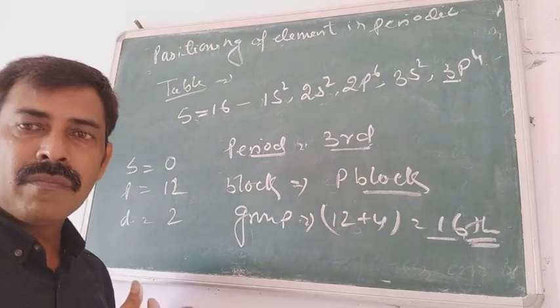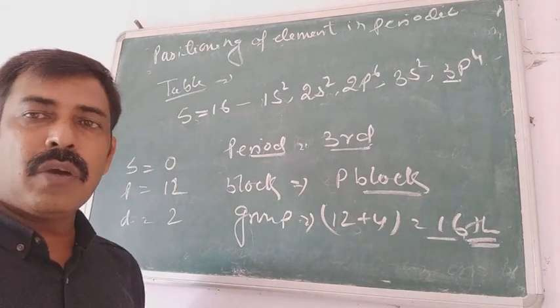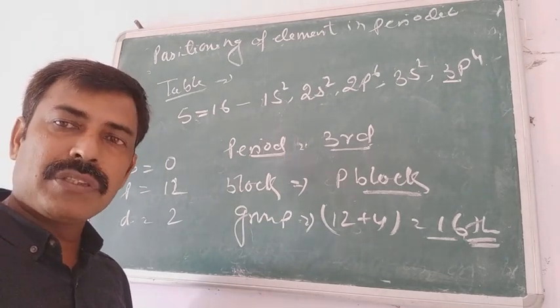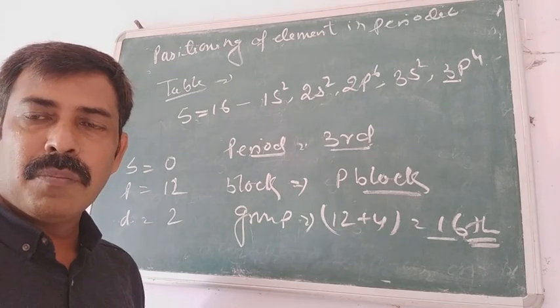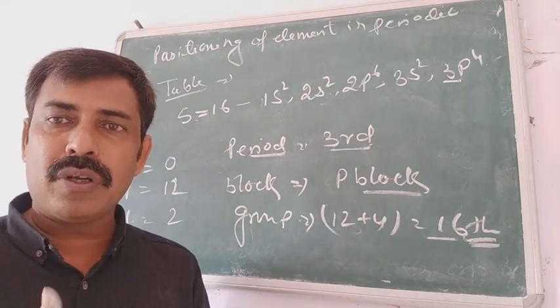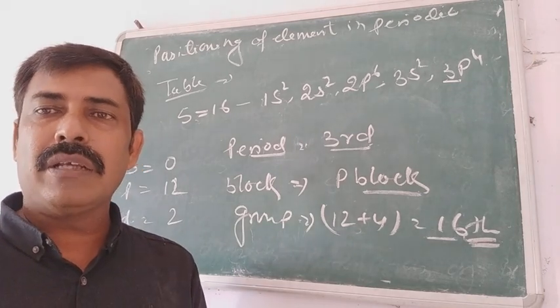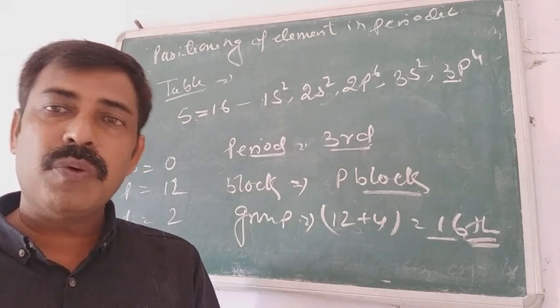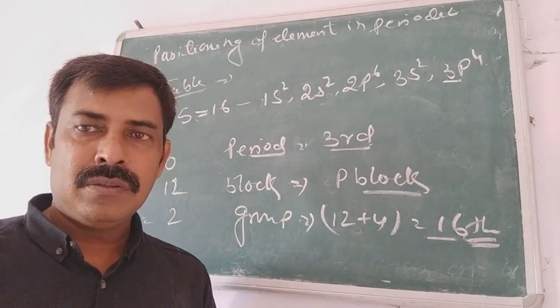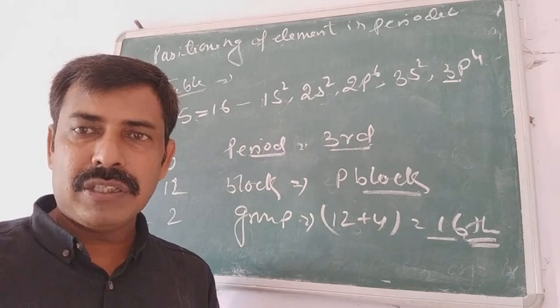Clear? Now we are going to take one more example, of D block elements. How to place the D block elements? This is the block in which we get confused about placing the elements, because the last electron does not go into the valence shell. The last electron goes into the inner shell, n-1.